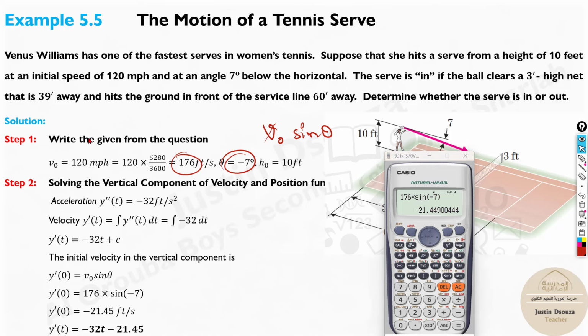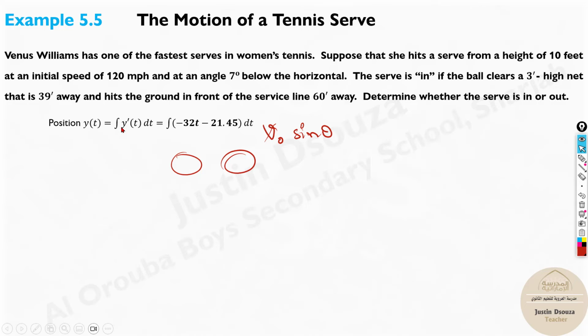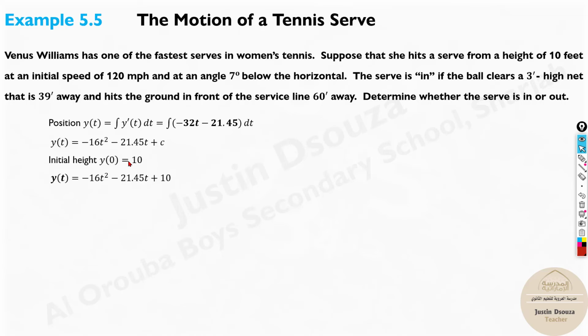So over here, let us just integrate it. That's the position. When you integrate velocity, you get position, and over here, when you integrate it, it'll be t squared by 2, that is 32 divided by 2 is 16, minus sign remains, and over here it will be just a t multiplied, plus c. Do we have an initial height over here? Look, they have given, that is 10. So c is 10. So this is basically the vertical position.